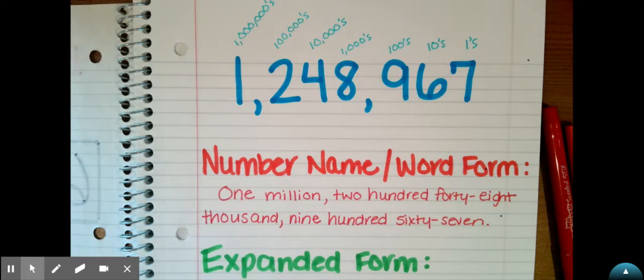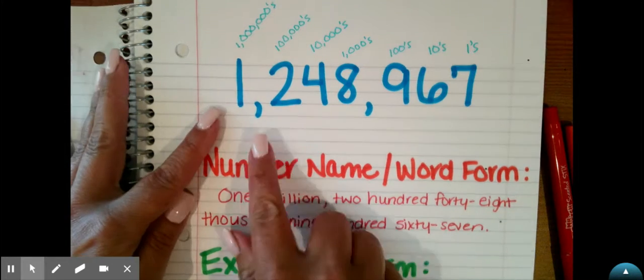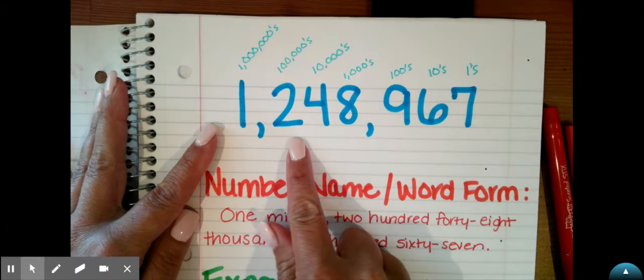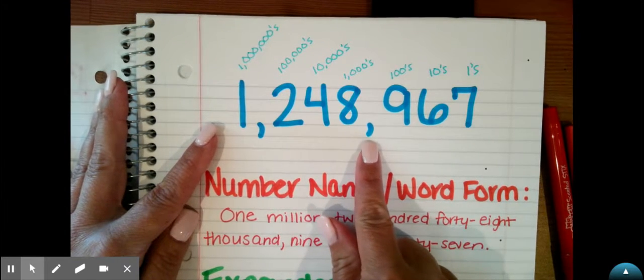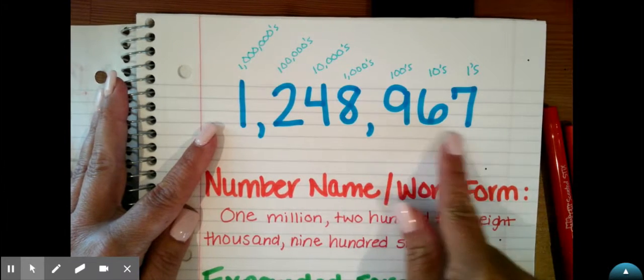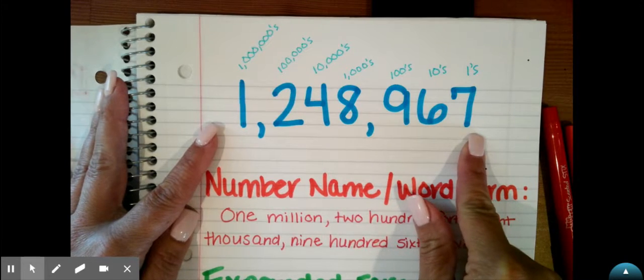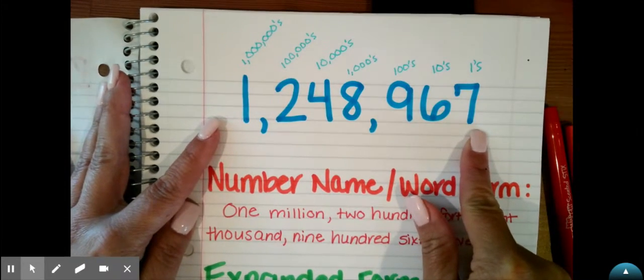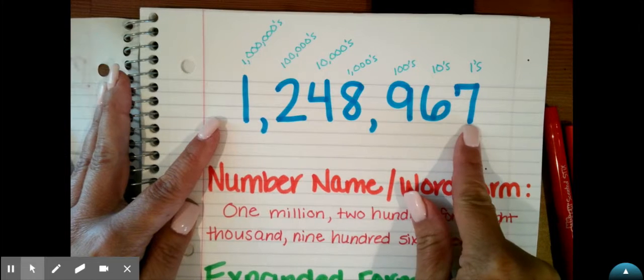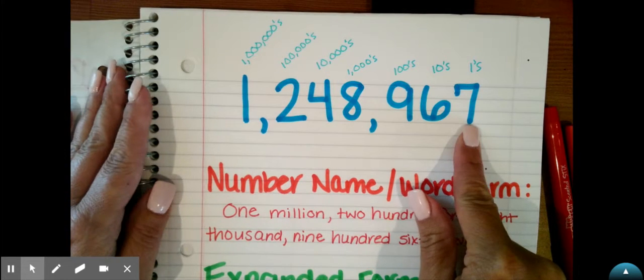But before we do, let's talk about what we've learned so far. I have a number here, 1,248,967. Now that's a pretty big number. We learned so far that each digit has its own place value, depending on where it's located in the number.